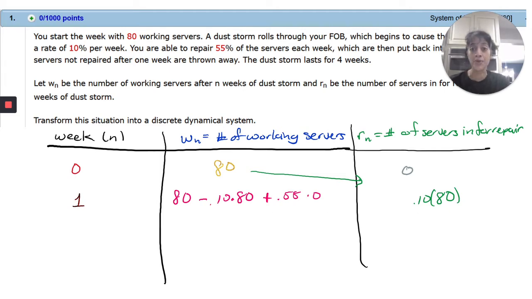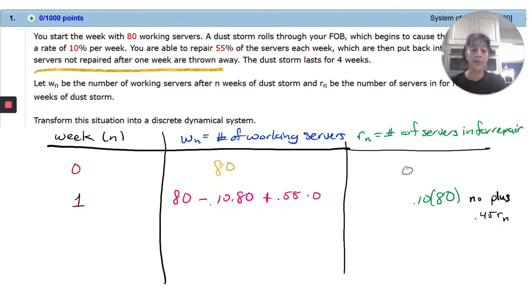Technically, I think this would have been more interesting if you had repairs going on weekly. Maybe we'll do that in class. That would be a nice thing to adjust here. But they just throw away anything that hasn't been repaired by week. So because of that, I don't have a plus 0.55 R sub n. We're going to do that in class. If whatever wasn't repaired last week gets carried over to the next week, I'll always have 80 servers when I sum these two. But I'm not going to have that in this case because they tell me the servers are not repaired after 1 week.